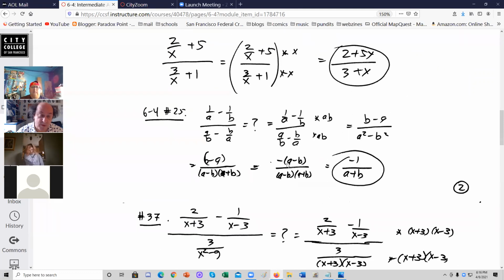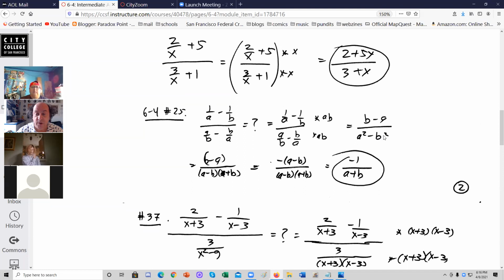Okay, we have some examples from the book. 6.4 number 25, 1 over a minus 1 over b divided by a over b minus b over a. What's that? Well, the inner denominators are a and b, so multiply above and below, rescale by ab. 1 over a minus 1 over b times ab. 1 over a times ab is b, minus 1 over b times ab is a, so b minus a. A over b times ab leaves a squared, minus b over a times ab leaves b squared.